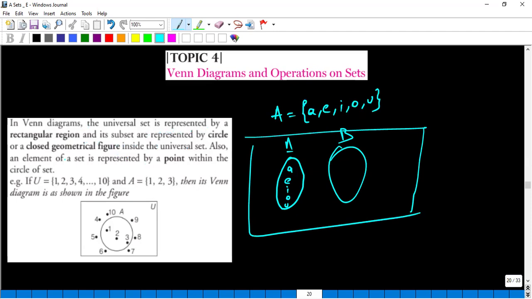Subsets are represented by circles. It is not necessarily a circle shape, of course. You can take ovals or circle shapes. Points within the circle: universal set, set A, set B. The universal set is 1, 2, 3, 4, 5, up to 10, and set A is 1, 2, 3. All those three elements are inside the circle. The remaining elements are outside the circle.